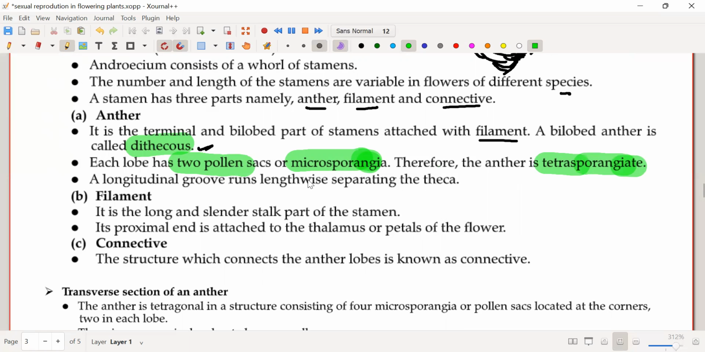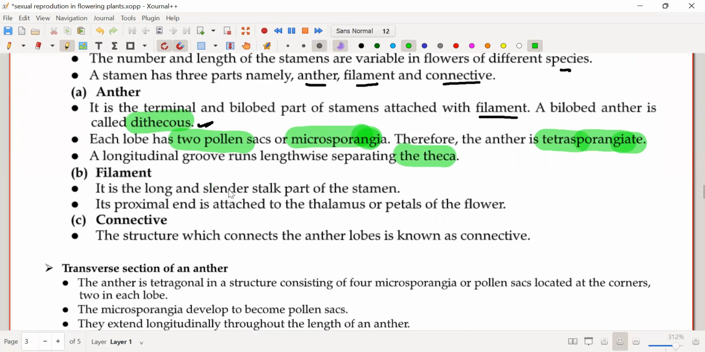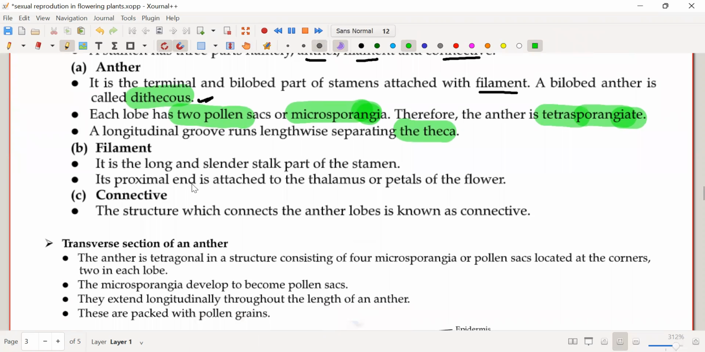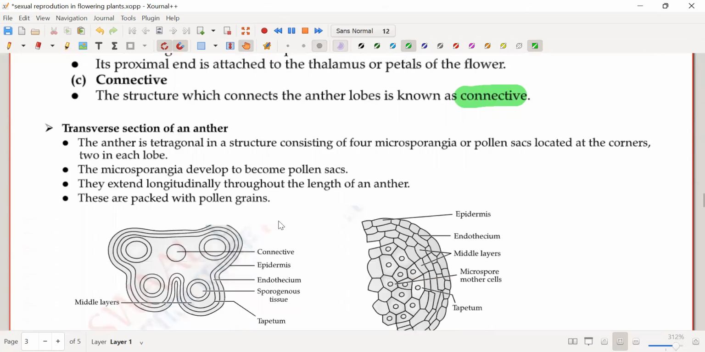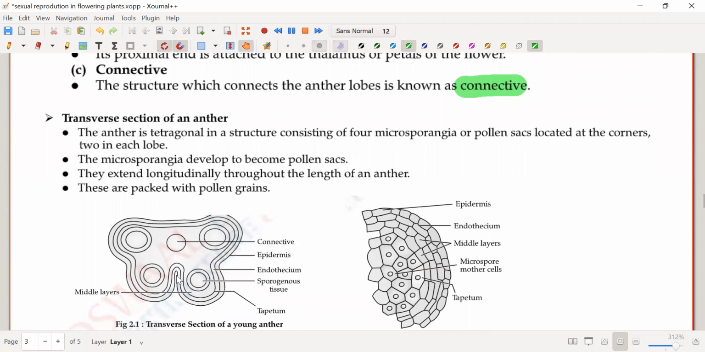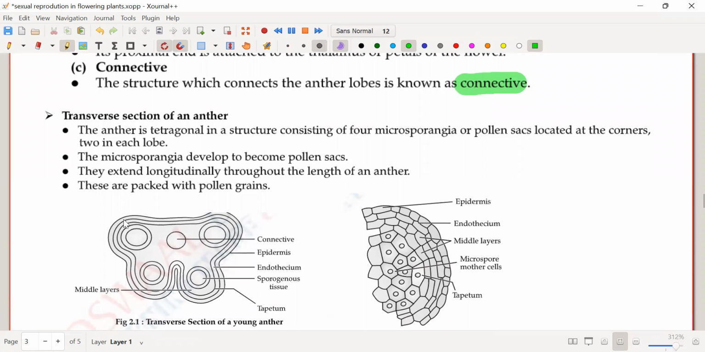A longitudinal groove runs lengthwise, separating the theca. Filament: it is a long and slender stalk part of the stamen. Its proximal end is attached to the thalamus or petals of the flower. Connective: the structure which connects the anther lobes is known as the connective. Okay, see here, 2 lobes, dithecous, two lobes. In each lobe, we will be having two pollen sacs, all right, two pollen sacs.